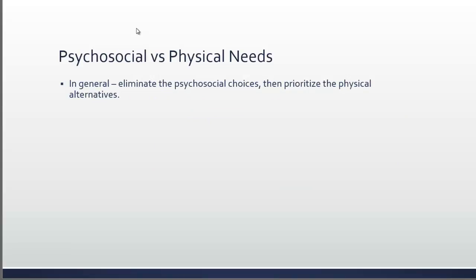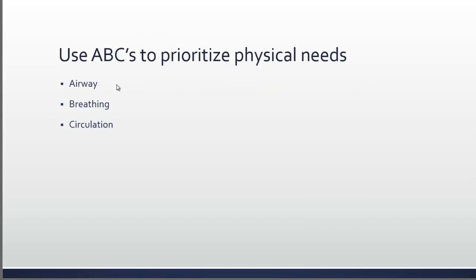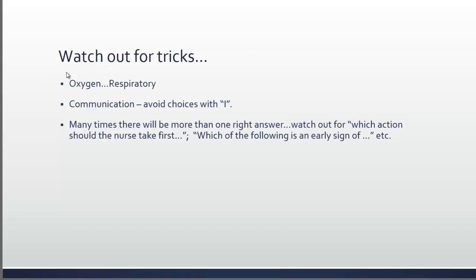Psychosocial versus physical. In general, eliminate the psychosocial choices, then prioritize the physical alternatives. Use ABCs: airway, breathing, circulation. Watch out for tricks. Oxygen, respiratory, communication. Avoid choices with "I." Many times there will be more than one right answer. Watch out for "which action should the nurse take first." "Which of the following is an early sign of?"